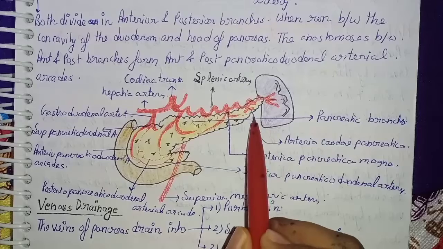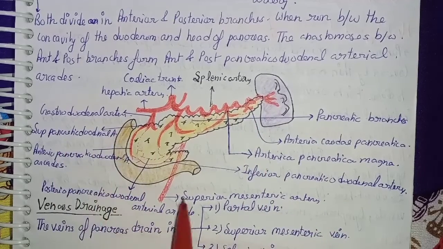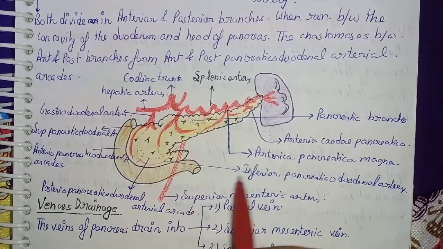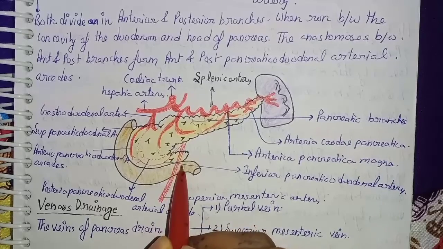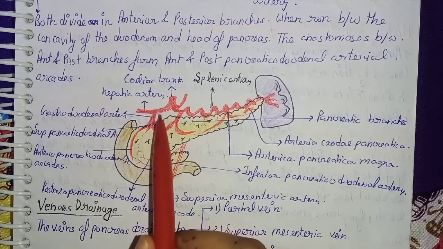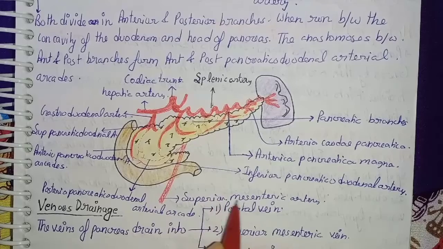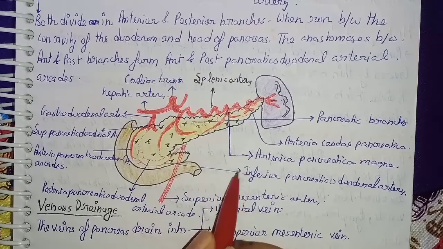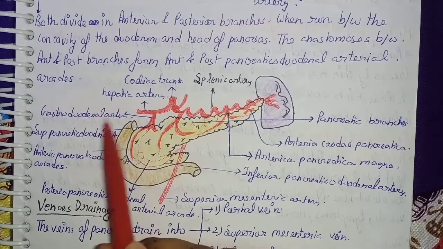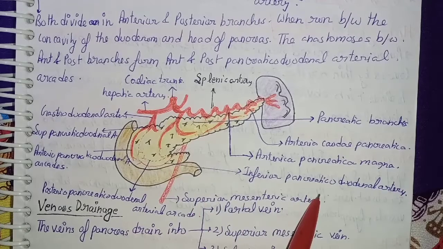And you can also see here the superior pancreatoduodenal artery and inferior pancreatoduodenal artery. So these also supply it, and the branch of the gastroduodenal artery here, and you can also see the branch of the superior mesenteric artery here. So the inferior part and the superior part are branches of the gastroduodenal artery and the superior mesenteric artery.